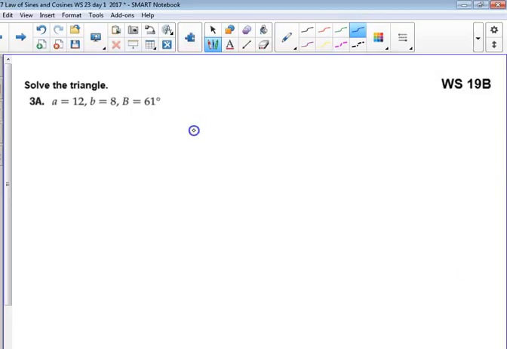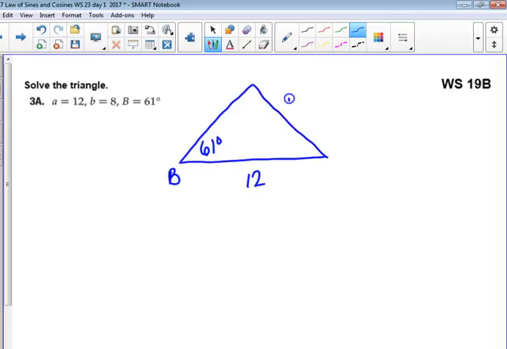This says in the book you should try to draw it to scale. I have a horrible time doing that. I'm just telling you right now. This says there's some side A that's 12. There's an angle B somewhere that's 61 degrees. And there's the opposite side over here. This side B is supposed to be 8 units long.